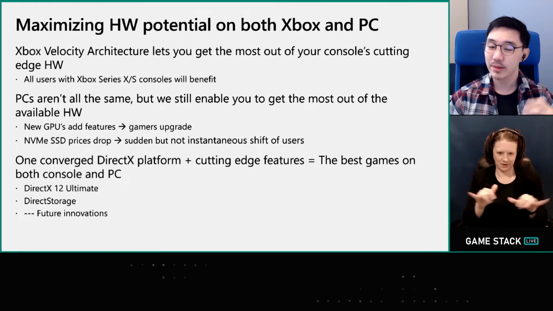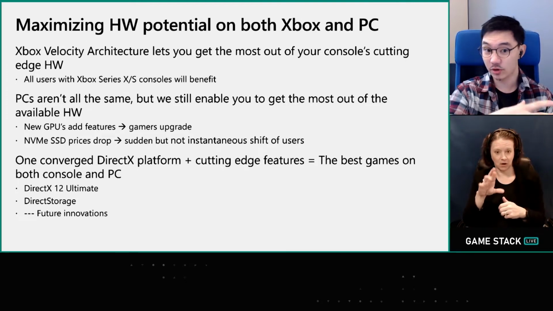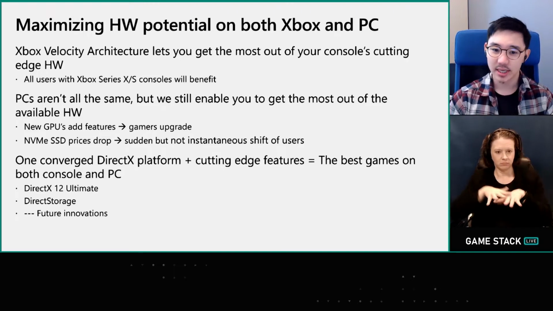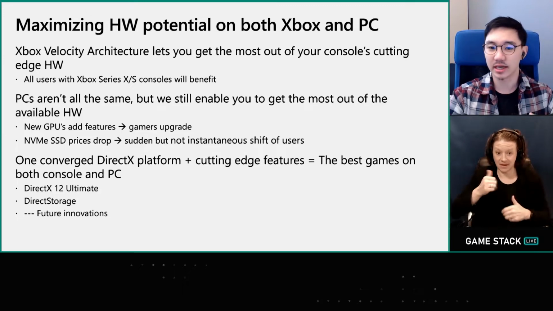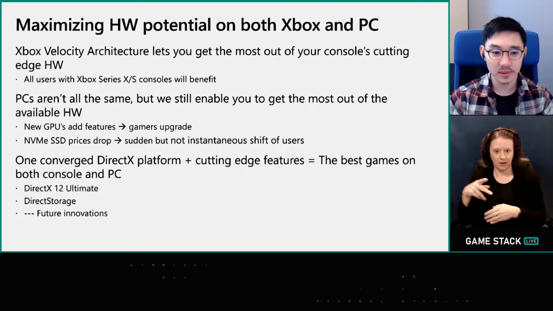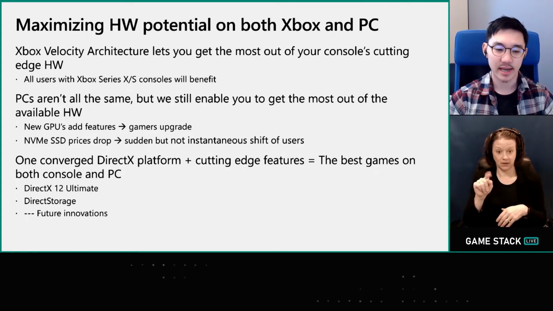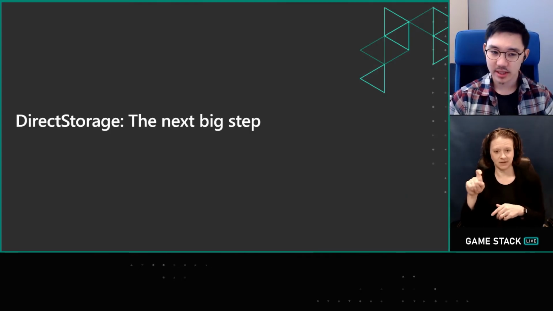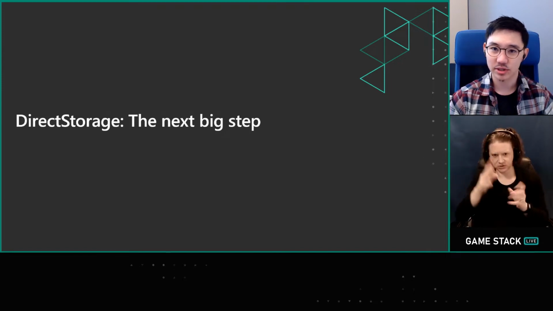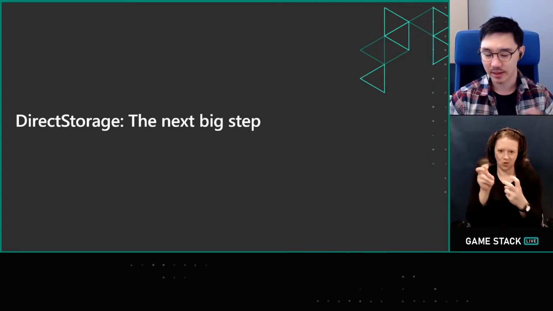What we strive to do with the DirectX platform, and what we're doing with all the features, is provide one converged DirectX platform plus the cutting edge features in that platform, which allows you to get the best games on both console and PC. We make those cutting edge features available where the hardware makes them available. That is true on DirectX 12 Ultimate, it's true for DirectStorage, and it'll be true for future innovation. All right, let's get into the details of how DirectStorage actually works, how it's built, and how it's going to help solve the load time problem and texture streaming problem that we called out before.